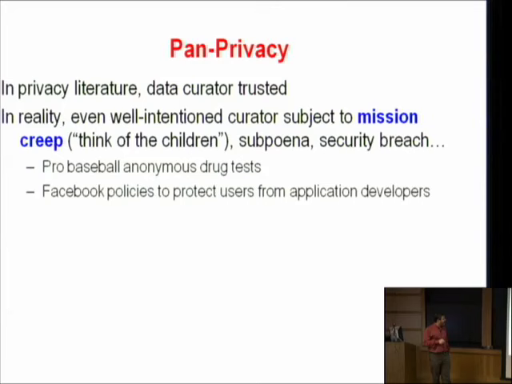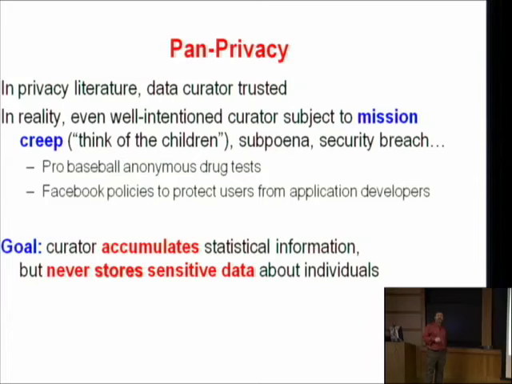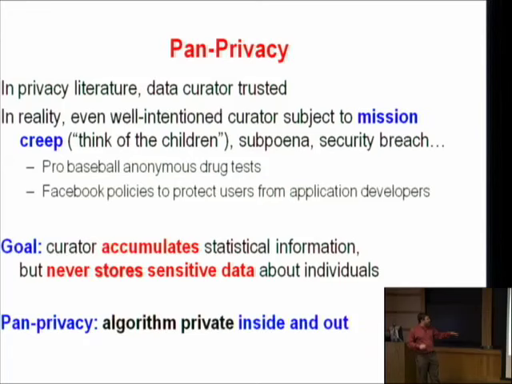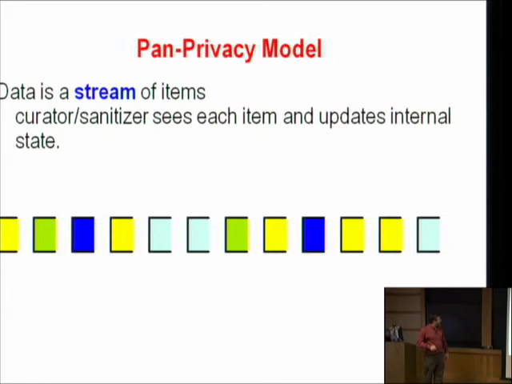So our goal is never to store sensitive information. Not just not to release it, but actually never to store it as well. And randomized response does that. Randomized response is the answer to everything. It never stores the actual information. But the question is, pan privacy is algorithms that are private inside and out. And in general, as before, we have streams.